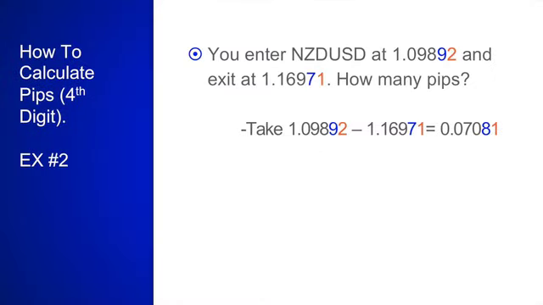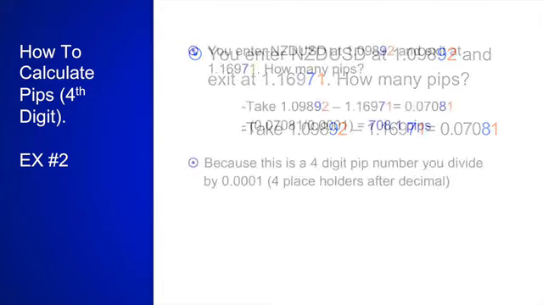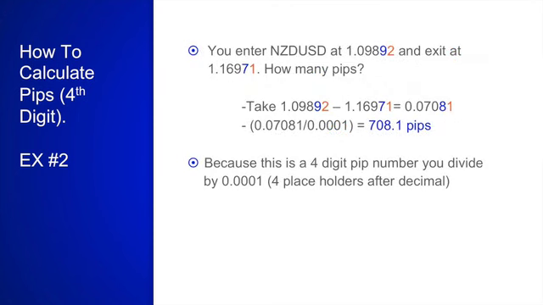So after taking it, you see that is 1.109892, I think I said that right, minus 1.16971 is going to equal 0.07081. Notice I have this color coded. The 8 is blue because that's the pip. The 1 is red because that's the pipette. And what do we do with the pipette? Ignore them.